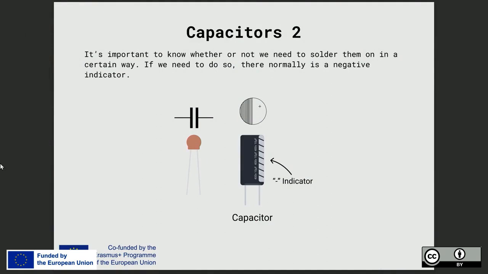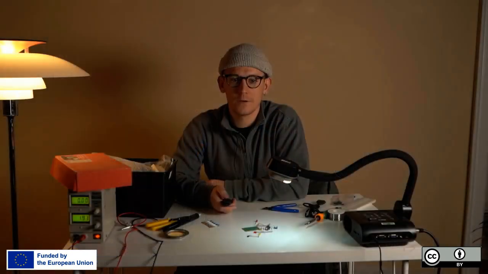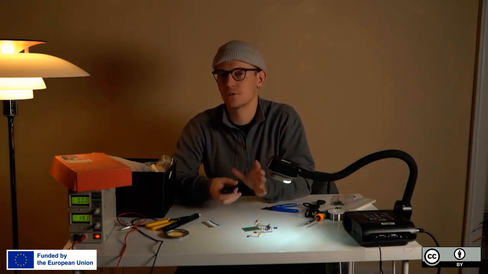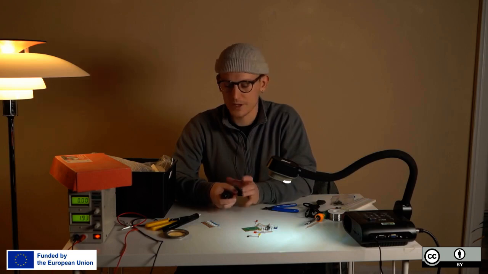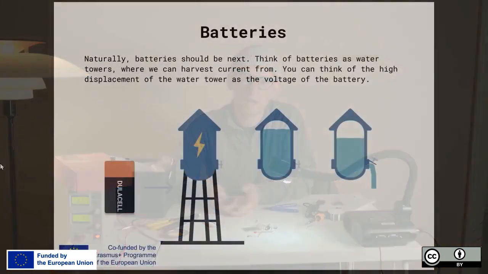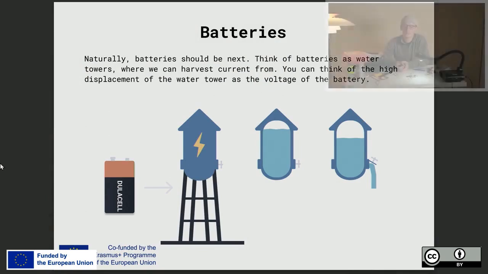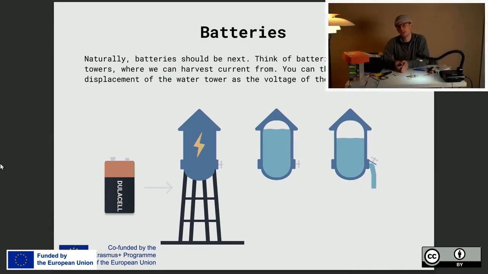Then we have batteries. In comparison with the capacitor, which we kind of had like a small container of water, you can consider a battery more like a water tower. It has a lot of energy stored to move electrons. And like water towers are displaced from the ground to be able to push the water into the taps or in the houses, batteries have a certain voltage that pushes these electrons from the negative to the positive side of the circuit.